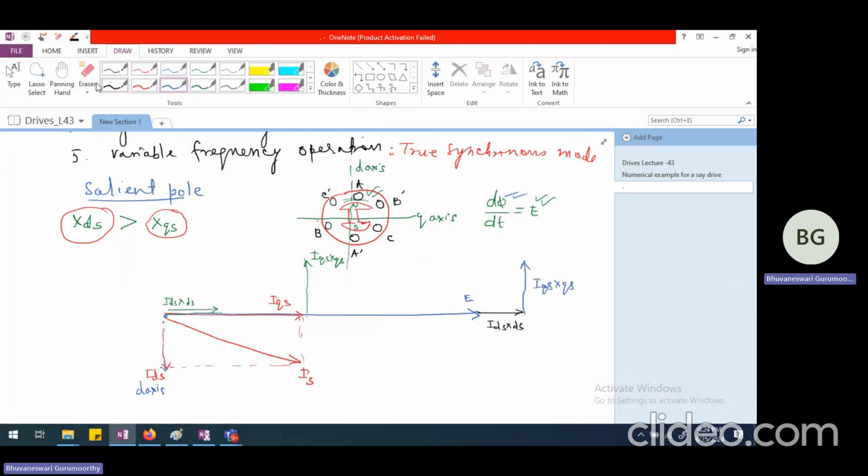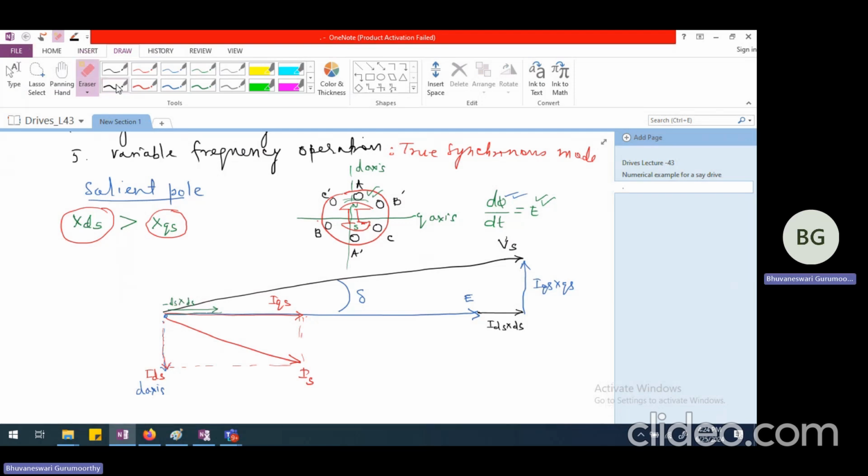Now, when I add these three, that is E is added to IDS XDS and IQS XQS, then I should be getting the applied voltage or the armature voltage or stator per phase voltage. So let me draw this as Vs, which is the stator per phase voltage. Now, between Vs and E, whatever is the angle, that is what we call the load angle. So let me draw this as delta, which is the load angle. Okay, so I am drawing this as the load angle.